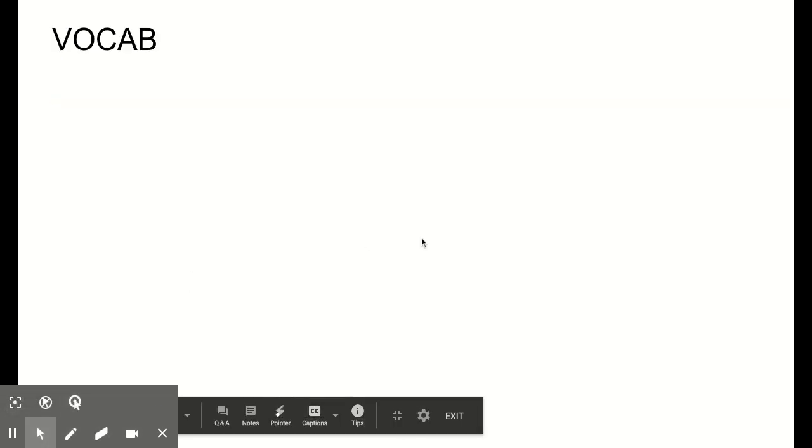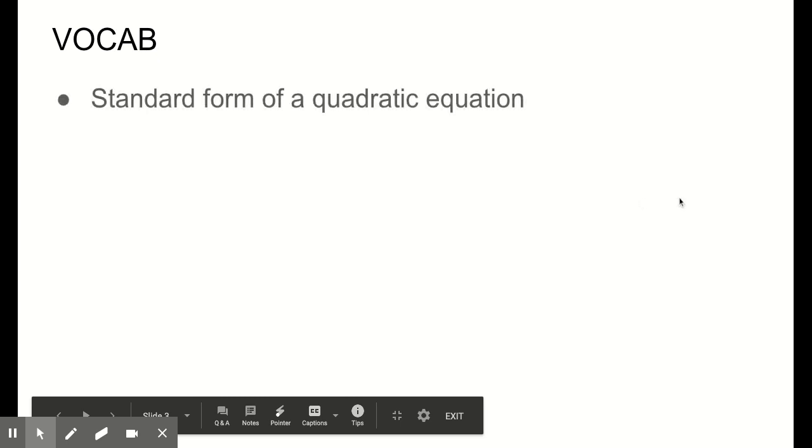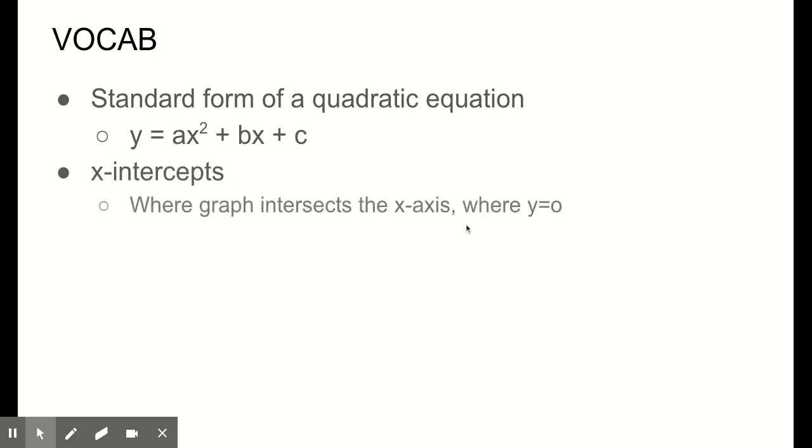So just some vocab for you guys. Our first term is standard form of a quadratic, which we just talked about on the last slide: y equals ax squared plus bx plus c. X-intercepts, remember those are where the graph intersects the x-axis, and this is where y is equal to 0.